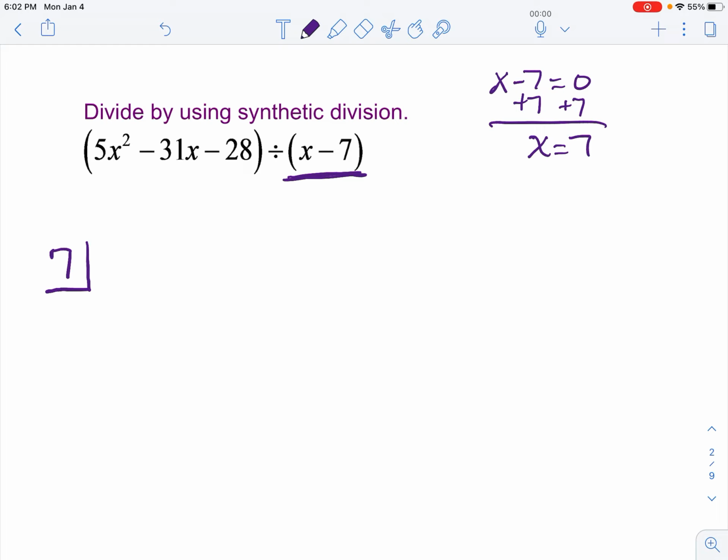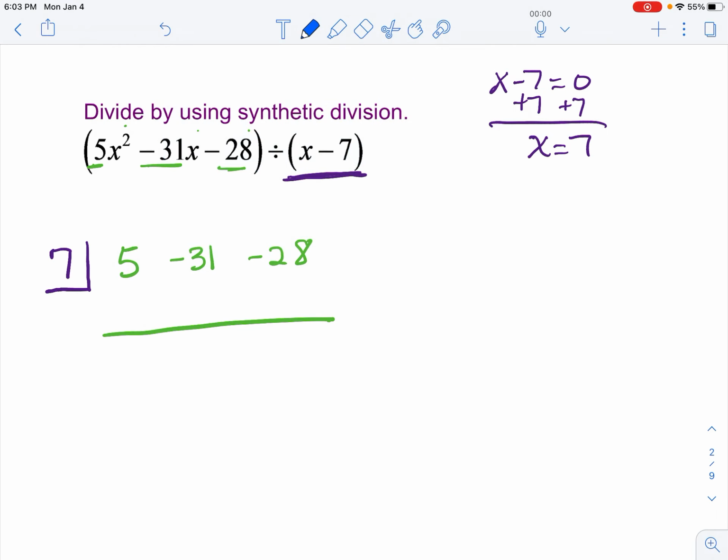Next, we look at our exponents and we have 2, 1, nothing, and they have to go down in order just like in long division. You can't skip any, so 2, 1, 0, we're all good. So we're going to write the numbers out in front. So we have a 5, we have a negative 31, and we have a negative 28. Leave some room and draw a line.